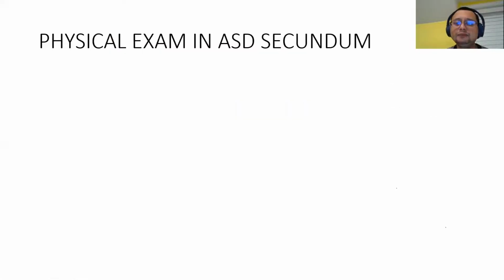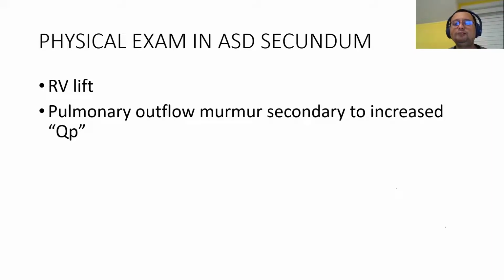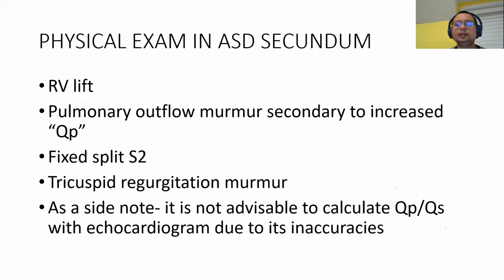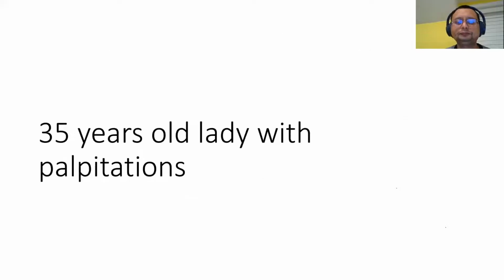What about physical exam in ASD secundum? You can see the right ventricular lift. You can see a pulmonary outflow murmur secondary to increased pulmonary circulation. I just wanted to remind you, the Qp:Qs calculation in echocardiogram is not reliable. So if you want to do Qp:Qs, better do it in cardiac MRI. I don't use Qp:Qs from echocardiogram. The patient can have a fixed split S2 sound. They can have a tricuspid regurgitation murmur. And as I said, it's not advisable to calculate Qp:Qs with echocardiogram.